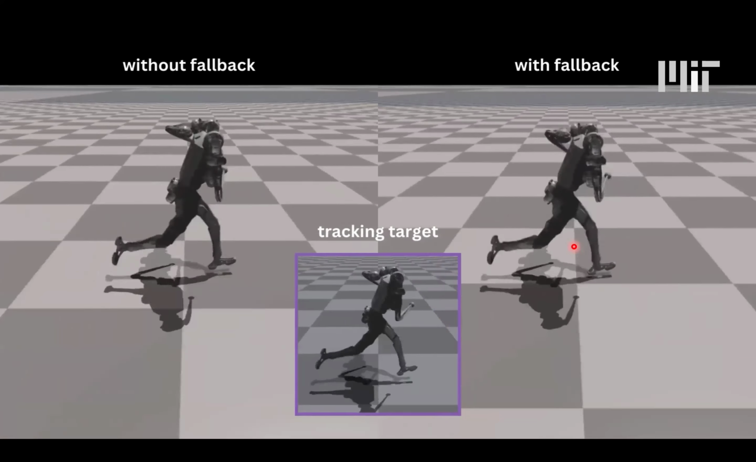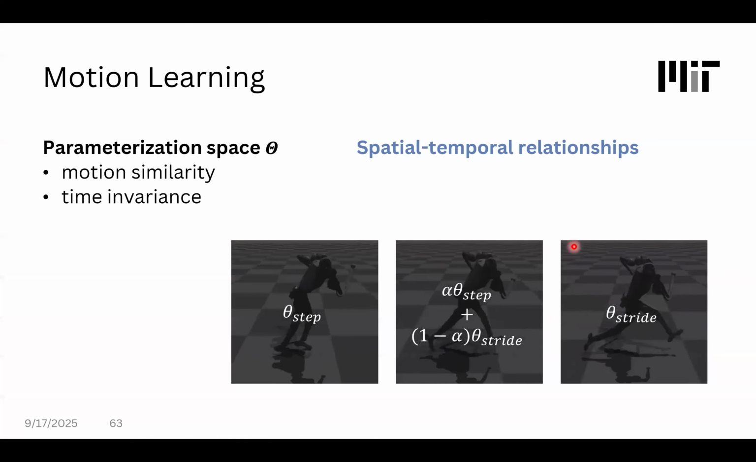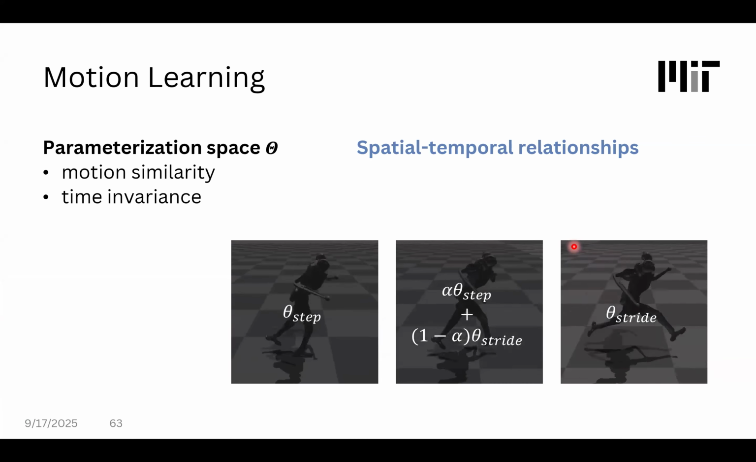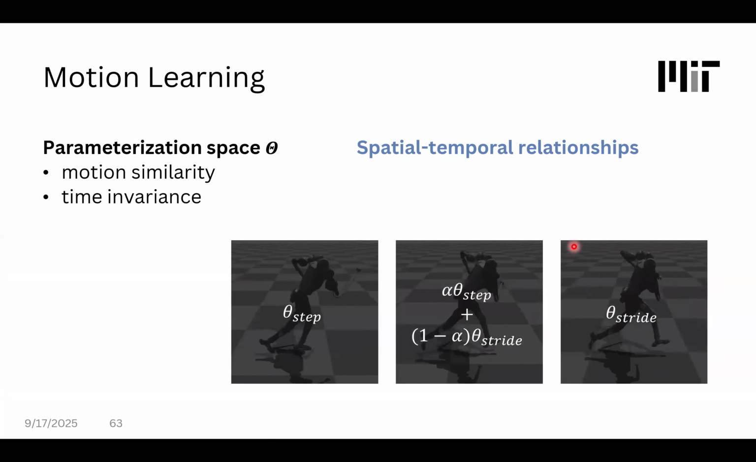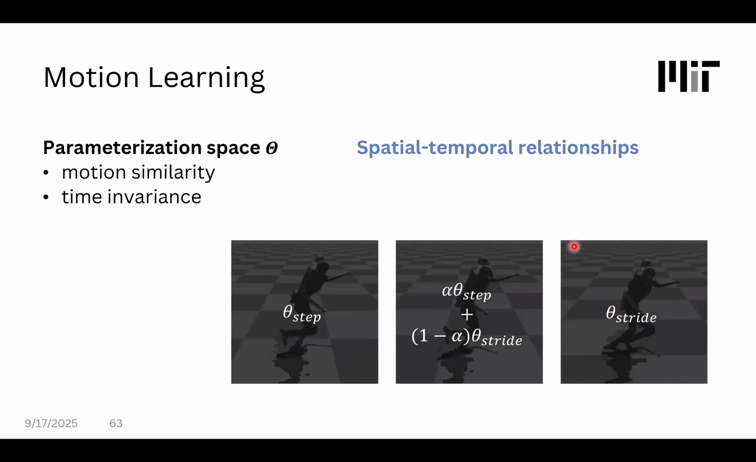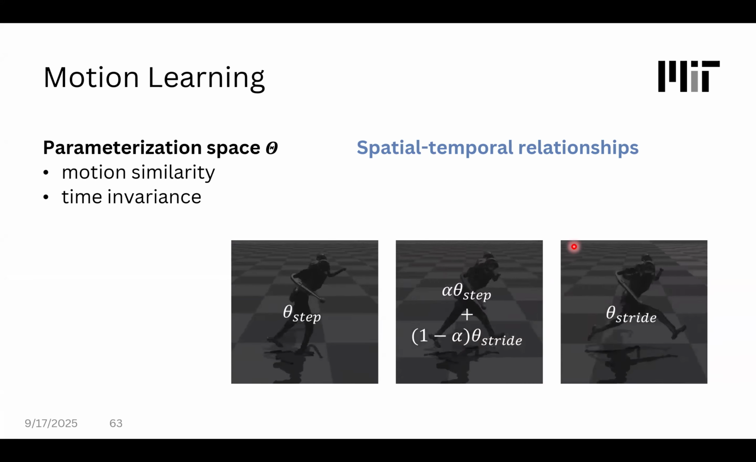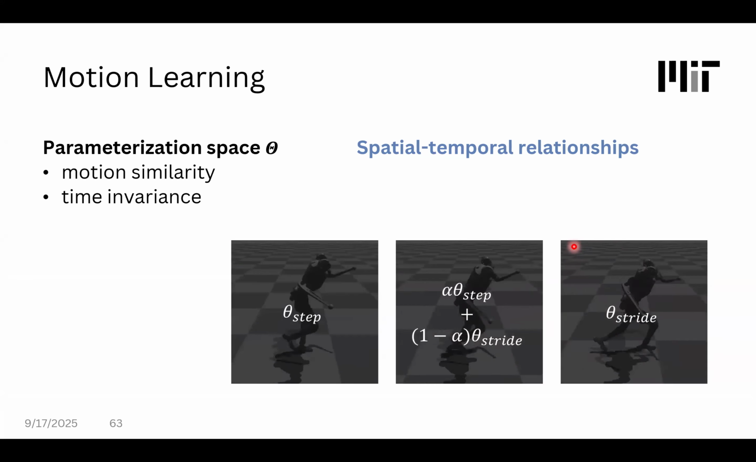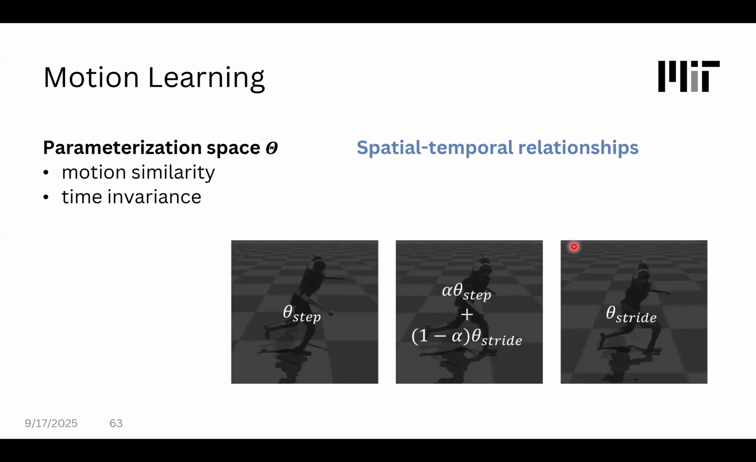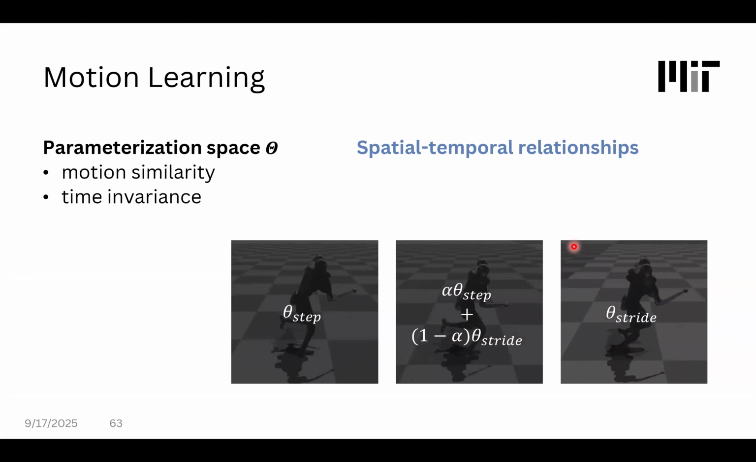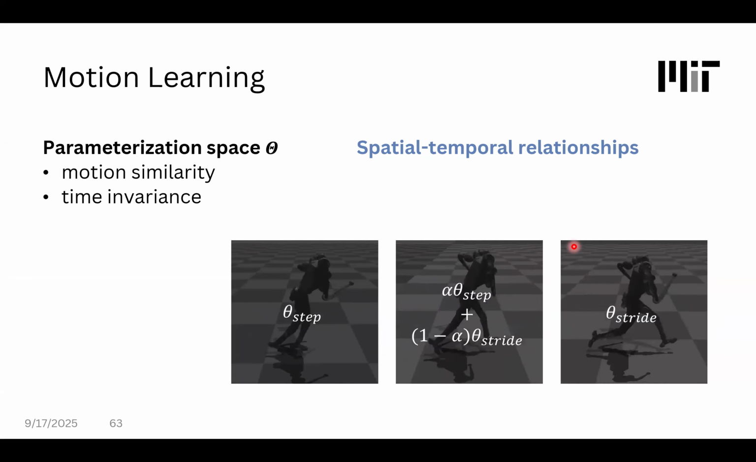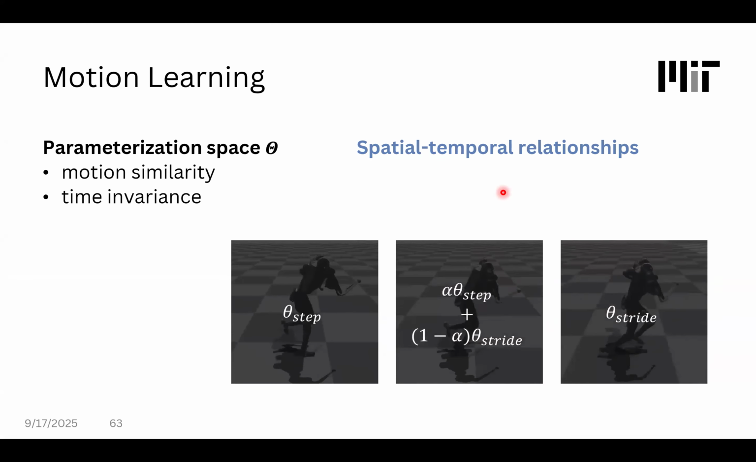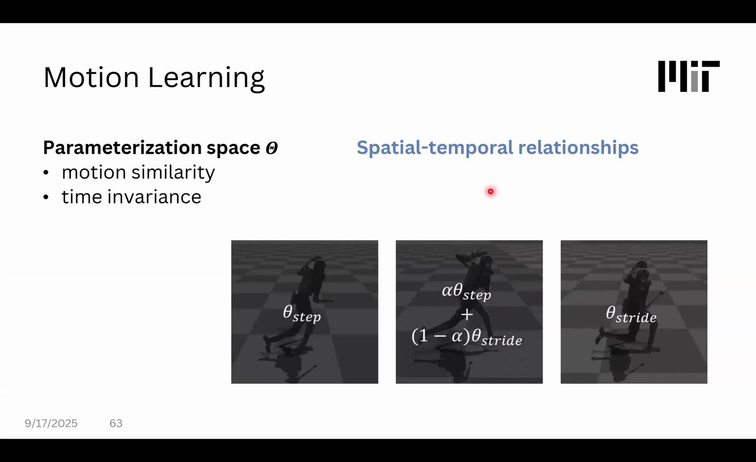If you still remember earlier, I motivated this work with having motion recording datasets for motion 1 and motion 3. How can I get motion 2 in between? What we're saying here is that this parameterization space in the frequency domain is a very nice one in which you can even do linear interpolation to get a very nice motion interpolation. This really respects the spatial-temporal relationships of the different motions.